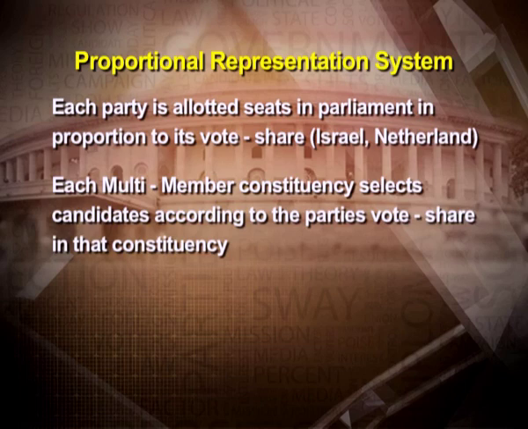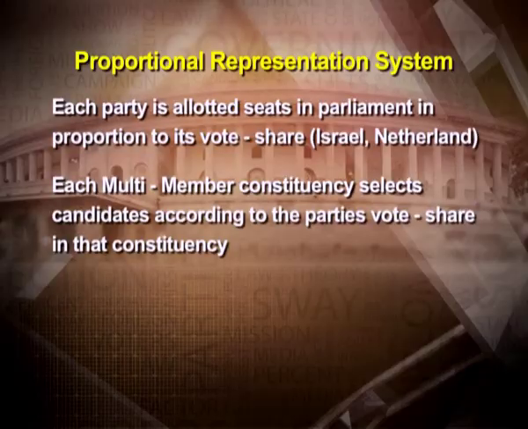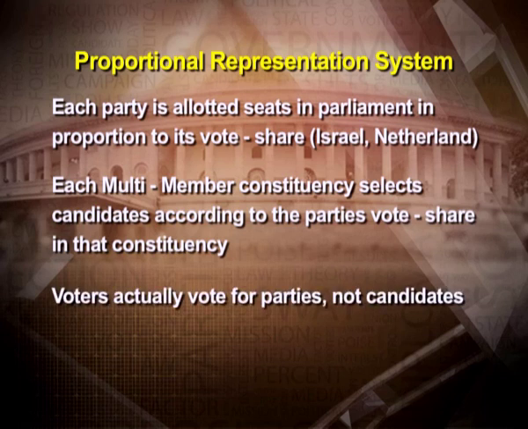Not only that, the constituencies are not single member constituencies, unlike in India. These constituencies are multi-member constituencies, and the candidates who are elected from those constituencies are elected according to their party's vote share from that constituency. So, voters are actually voting for parties. The parties do have lists of candidates, but the candidates do not matter. The parties choose the candidates who will ultimately represent them in the legislature, but voters ultimately vote for parties.